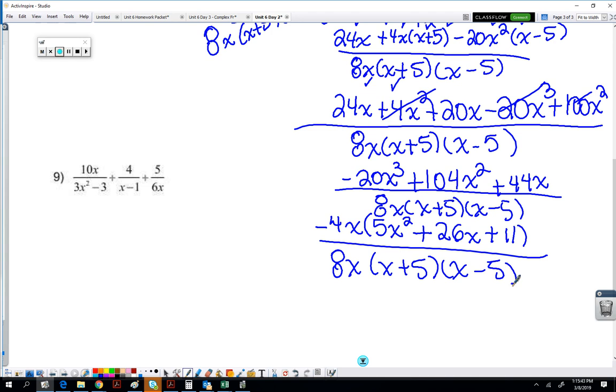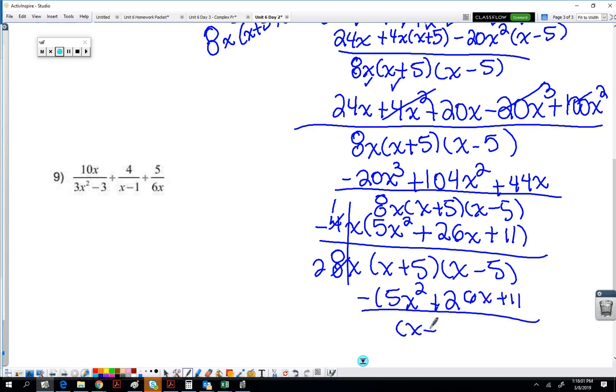Alright, now the last thing you gotta do is say, can I simplify? You can get rid of the x. And also, this becomes a 1 and this becomes a 2. You can keep the negative in front, so it's negative 5x squared plus 26x plus 11, all over x plus 5 times x minus 5. Alrighty, one more. Number 9.